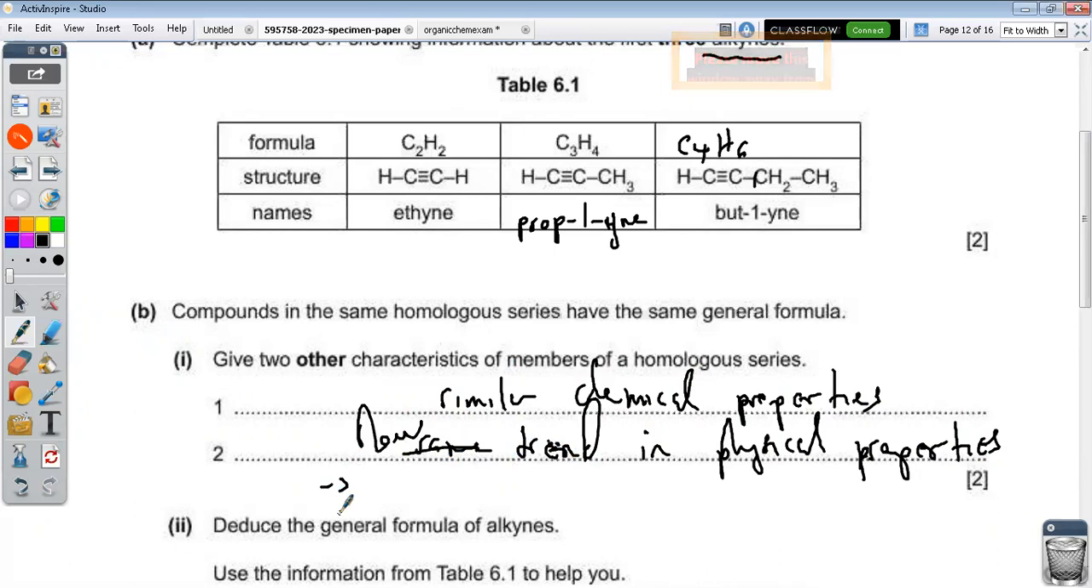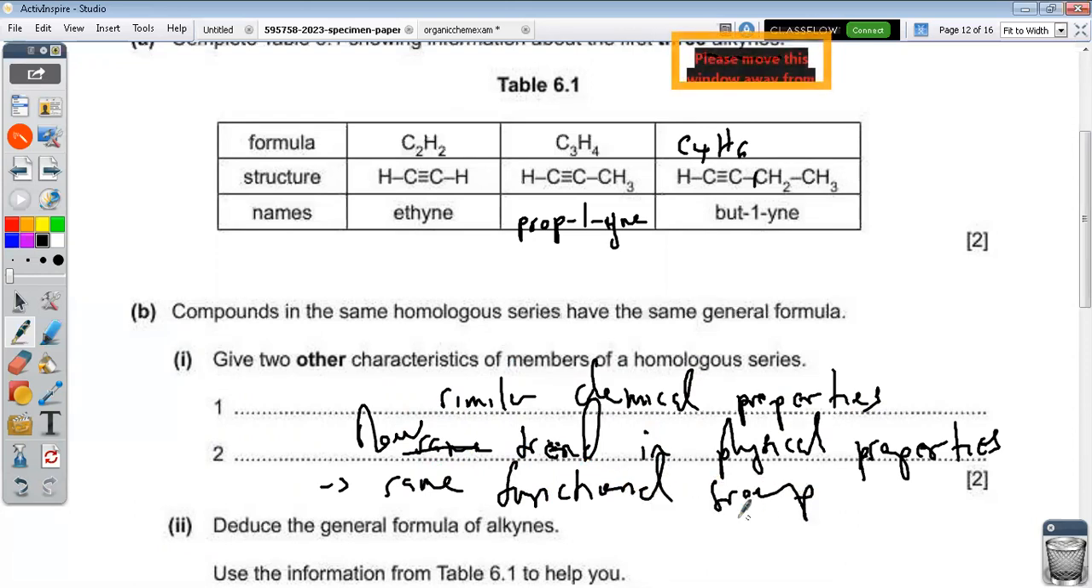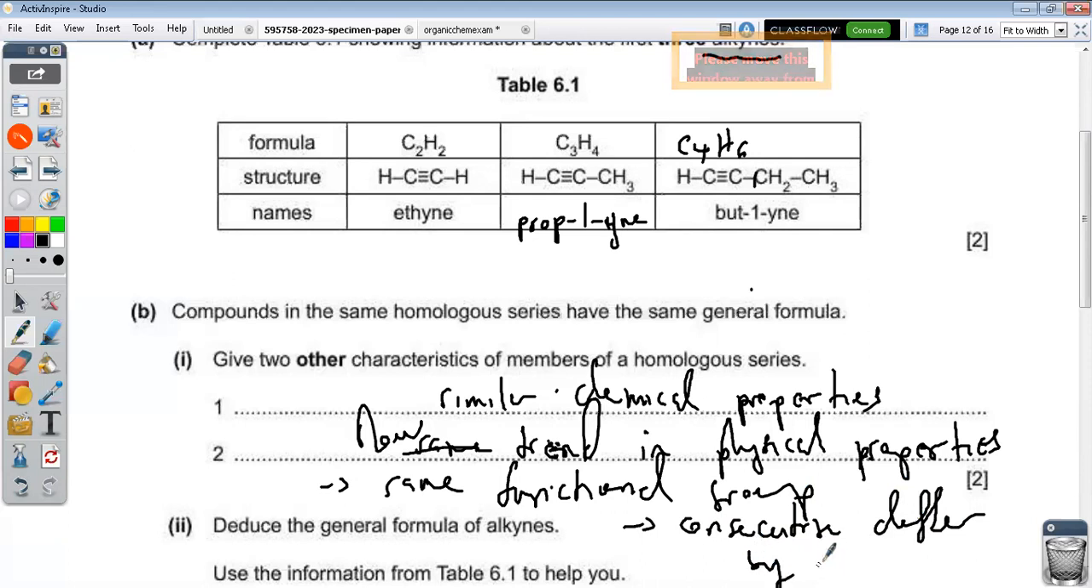Same functional group. I'm just listing them because you might get 4. Same functional group. And the last one. So there is 1, 2, 3, 4. It's actually 5. What's the last one? Consecutive members differ by what? Lila? They always differ by CH2. Clear? They always differ by CH2 in any homologous series, in any family. Clear?